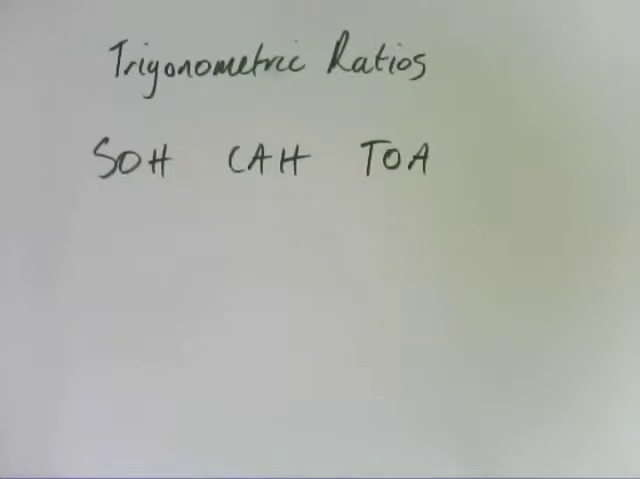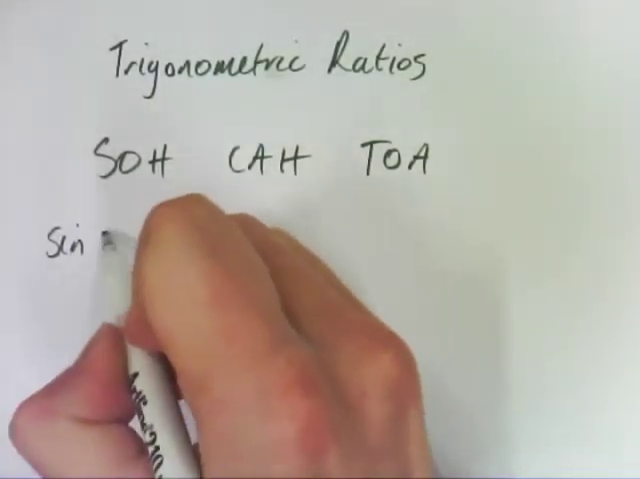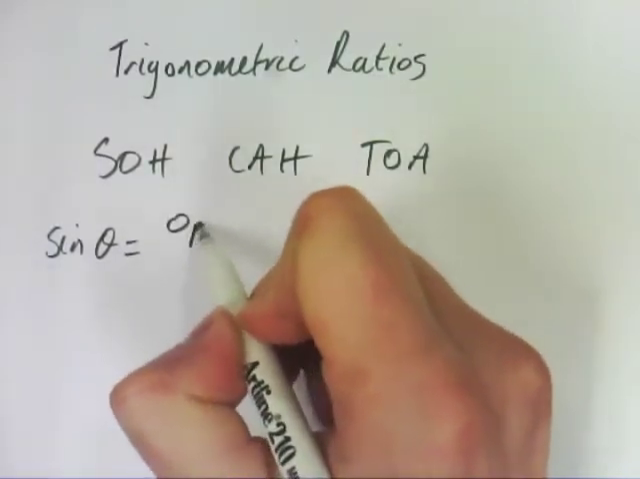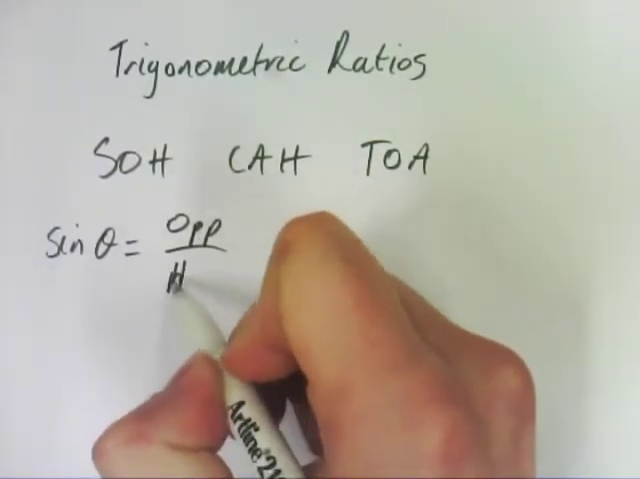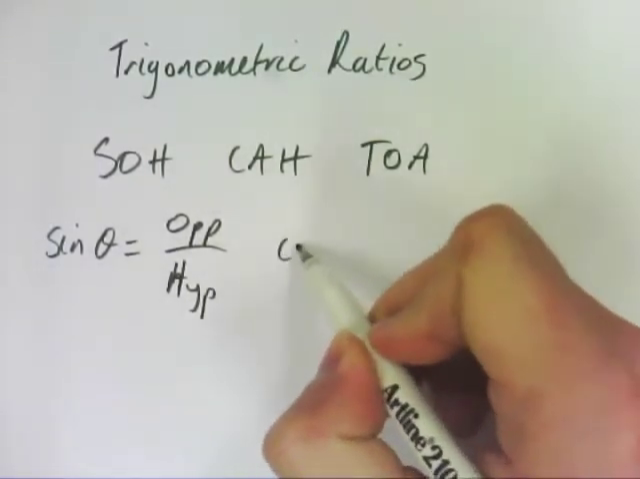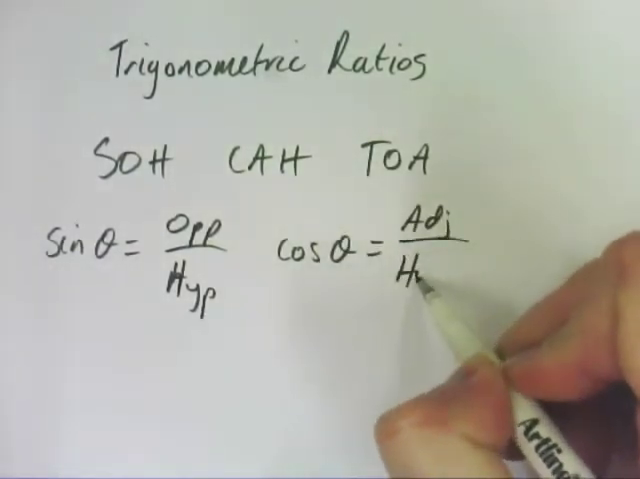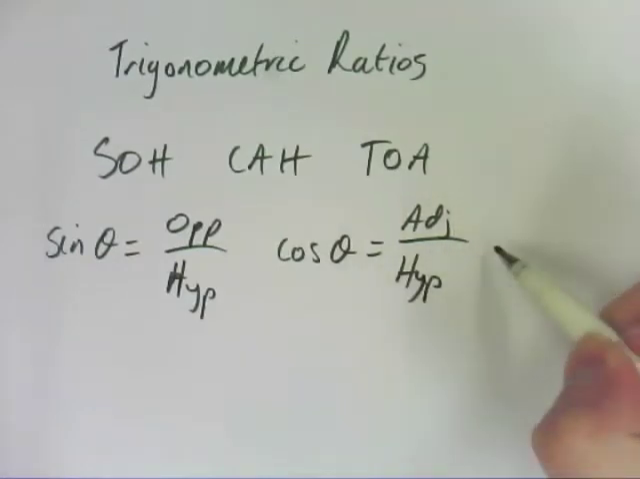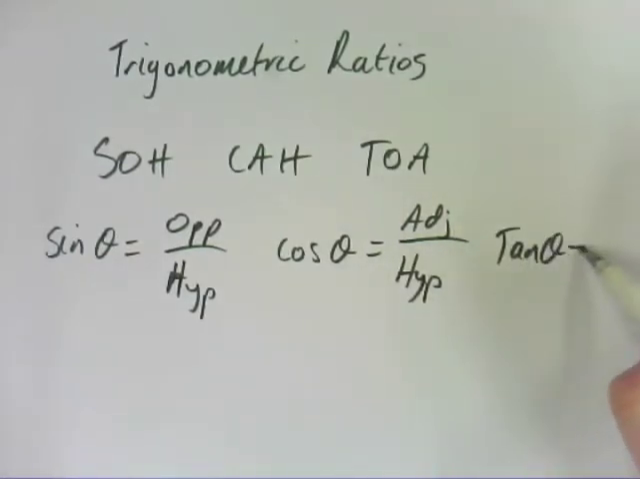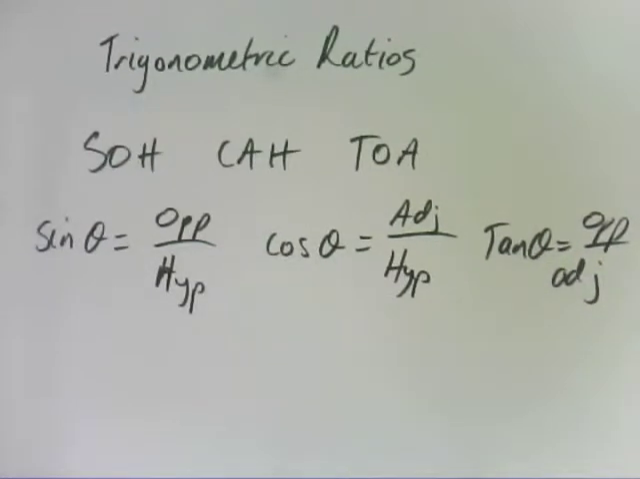So you'll know it as Jacaranda, okay? Or sine theta equals opposite over hypotenuse. Cos theta equals adjacent over hypotenuse. And tan theta equals opposite over adjacent. And they're the three trigonometric ratios.